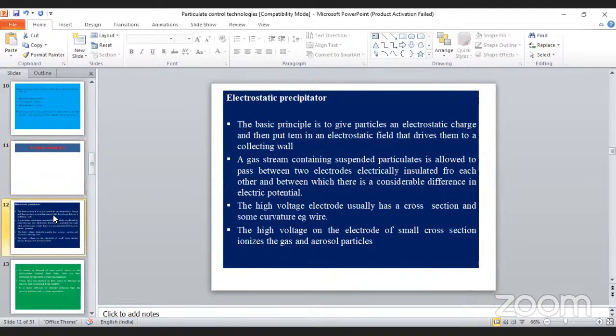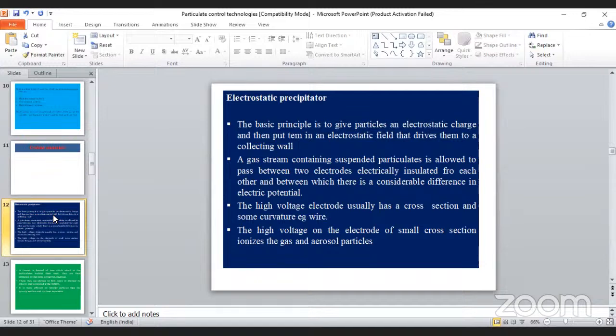And another one is the electrostatic precipitator. Among these three, any one question will come. The electrostatic precipitator works based on electrostatic charge, and if you give the charge, there will be a generation of an electrostatic field. Then when we do that, the particles get the charge, and then a potential is given, a potential field will be there.